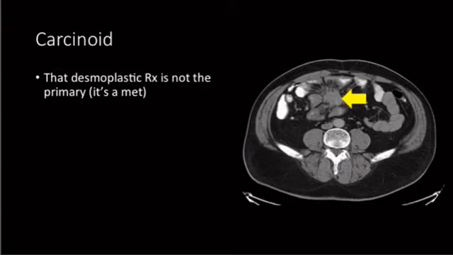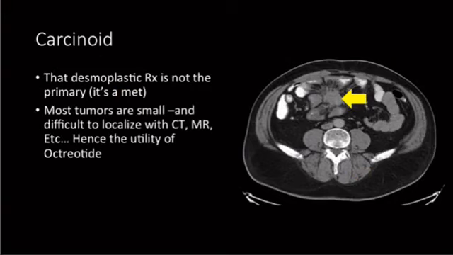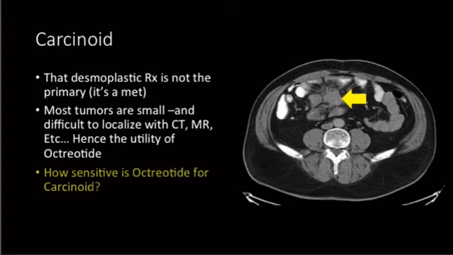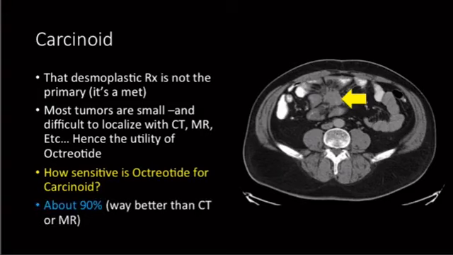So most of the time, the primary is actually very small. It's difficult to image. So that's where you have some utility for octreotide. So how sensitive, how good is octreotide for carcinoid? It's pretty good. It's like 90%, which is way better than CT or MRI.